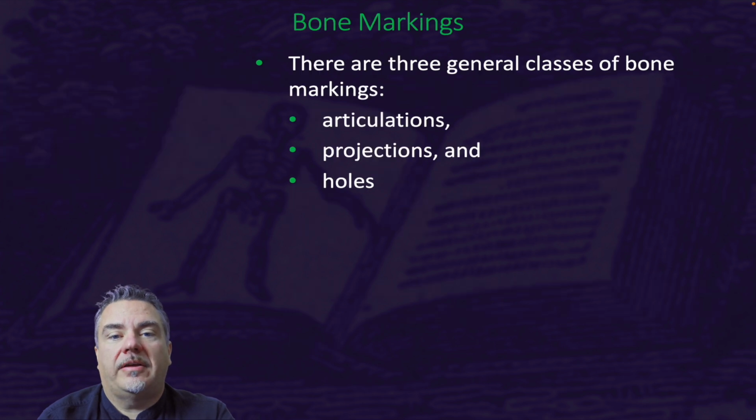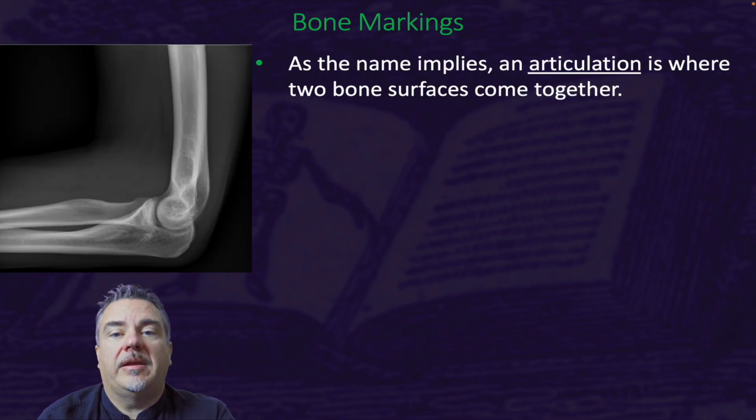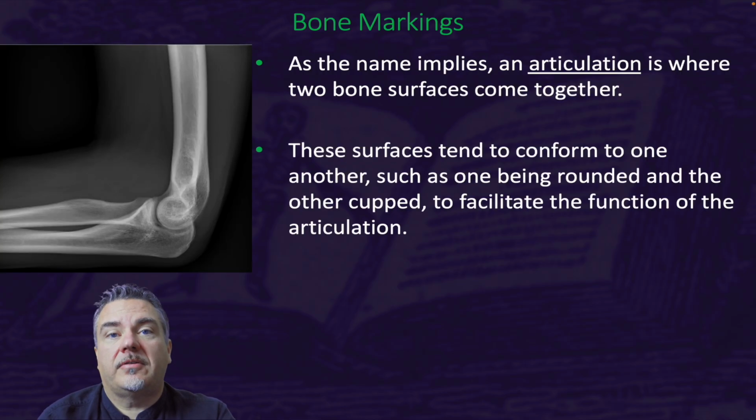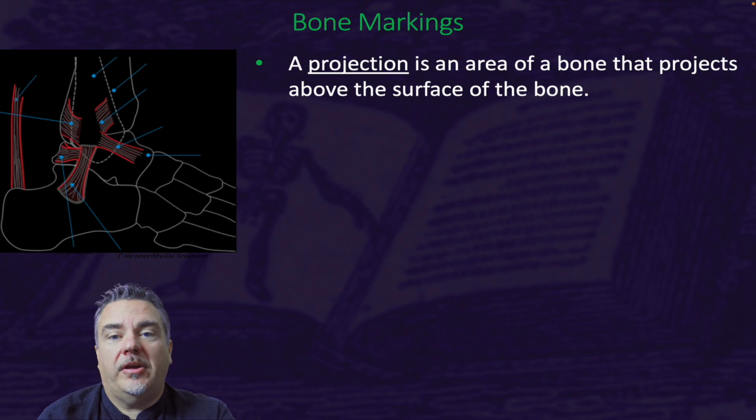There are three general classes of bone markings: articulations, projections, and holes. As the name implies, an articulation is where two bone surfaces come together. These surfaces tend to conform to one another, such as one being rounded and the other cupped, to facilitate the function of the articulation. A projection is an area of a bone that projects above the surface of the bone.